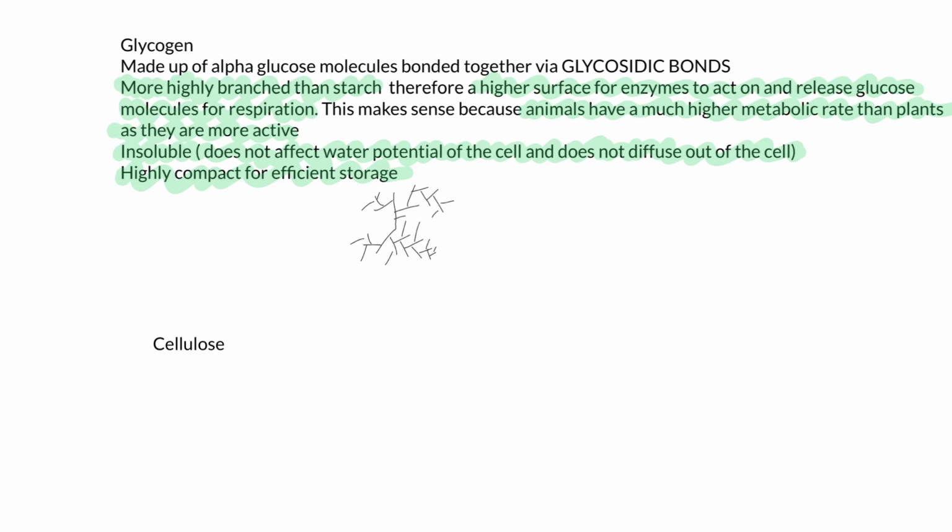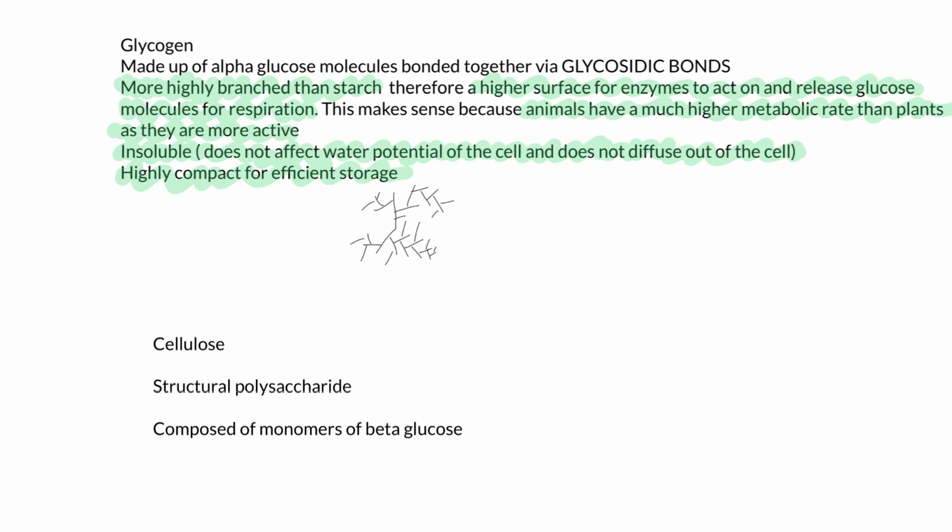Cellulose is different from starch and glycogen in that, first of all, it's not involved in storage. It is a structural polysaccharide. And secondly, it's made up of monomers of beta glucose as opposed to alpha glucose. This seemingly small difference is actually super important because it totally changes the way that glycosidic bonds are formed, and therefore it changes the structure.